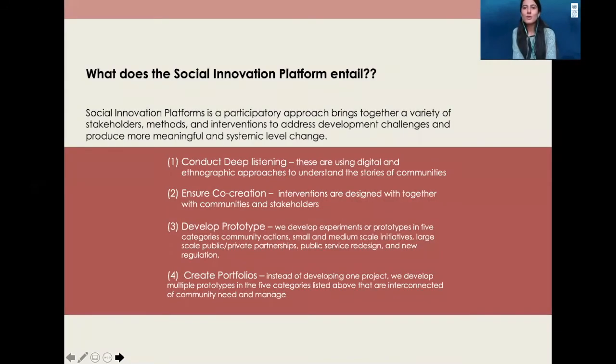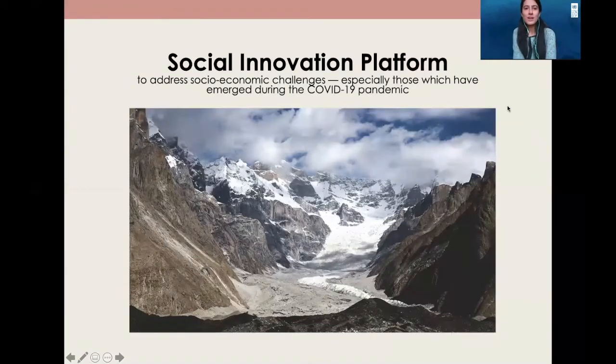So I think we can just dive into the concept of how exactly we're using the social innovation platform. What does it actually mean? What we've highlighted in the Baltistan area is the idea of addressing some of the socioeconomic challenges, especially now because of COVID. There are certain discrepancies, disconnections and changes that the locality has faced, and how it is impacting their economic growth.